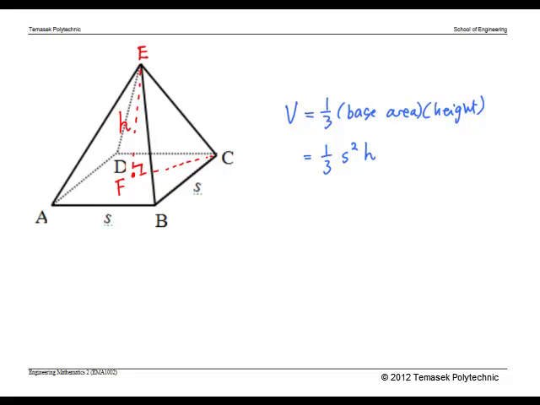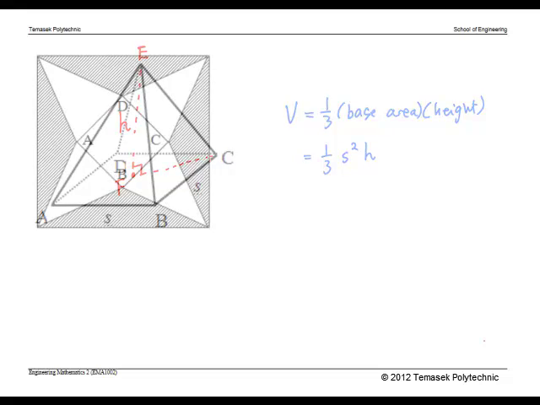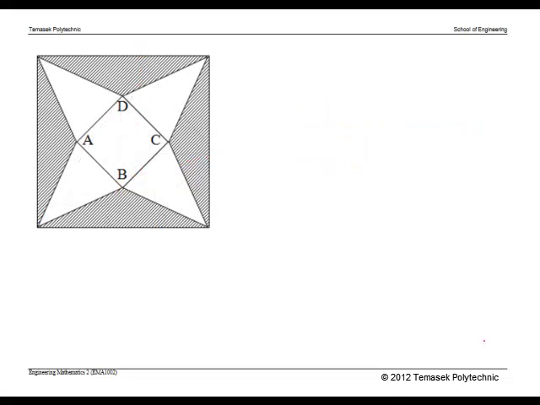EFC is a right angle triangle, so we can find H if we can somehow extract the length of FC and EC. To find these lengths, we consider the planar view of the paper before it is folded. First, let's put in some values. The dimensions of the inner square is S by S. The dimensions of the outer square is 20 by 20.